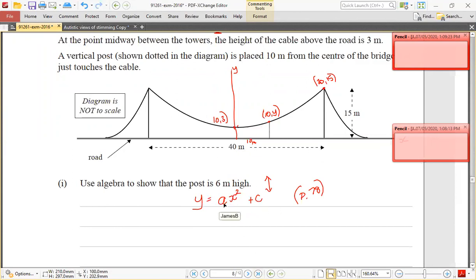We don't know the value of a. Do we know a value of x and y? Yeah, because we got one out here. So we can say when y is 15, x is 20, and c is 3. Now, can we solve that? Yes.